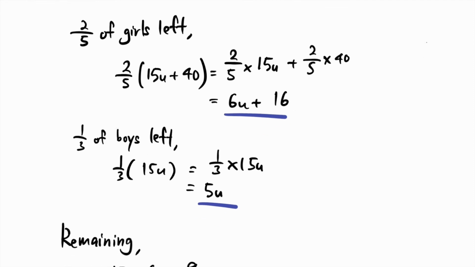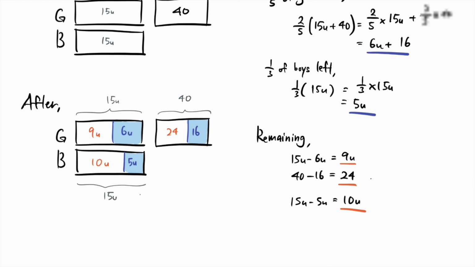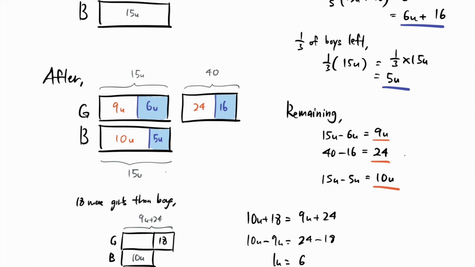They're gone. Okay, 1/3 of the boys left, so what's 1/3 of 15 units? That's 5 units. And my diagram shows this, okay? 6U and 16 of the girls left, 5U left. Okay, at this point, we're going to find what's the number of girls and boys left. So if 6U left, and originally there were 15, so that's 9U remaining. Girls remaining is 9 units and 40 minus 16, 9 units and 24 remaining. Next, what's the boys remaining? 15U minus 5, that's 10 units remaining.